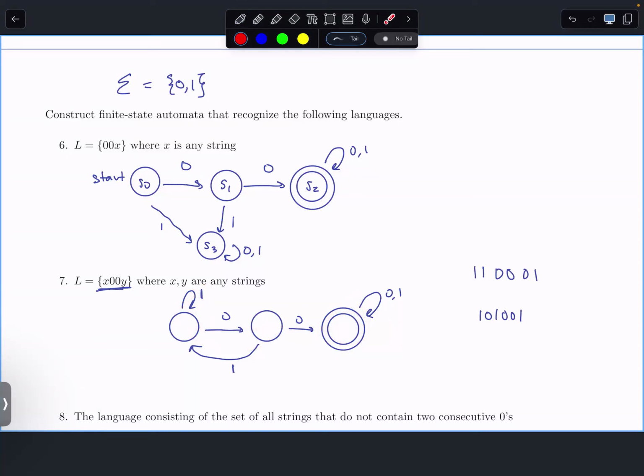And everything has a 0 and a 1 coming out of it. So I think that's done. This is where we start. This is S0, we'll say S1 and S2. Any questions about that on number 7?